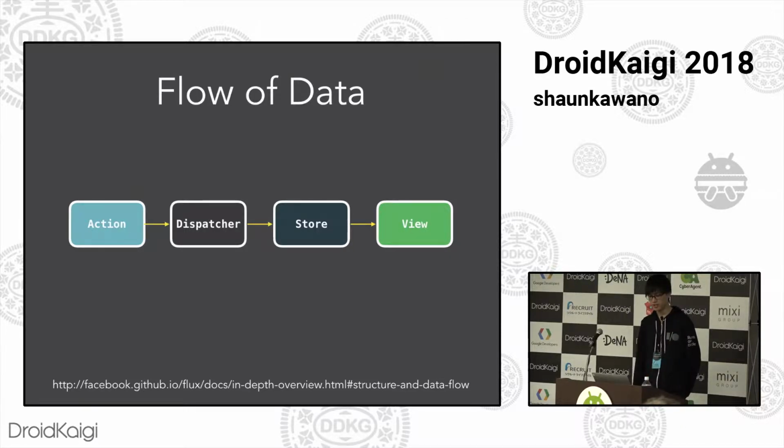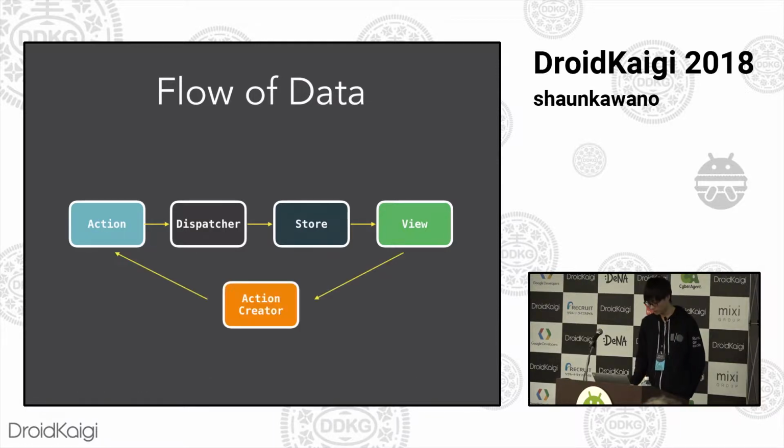This is the simplest diagram that Facebook gives you to show a flow of data in Flux architecture. And in this session, I modified it a little bit to make it easy to understand. So eventually, the flow of data in this session looks like this. Having looked at this diagram, how do you feel about the notion of unidirectional data flow and the diagram itself compared to other architecture?